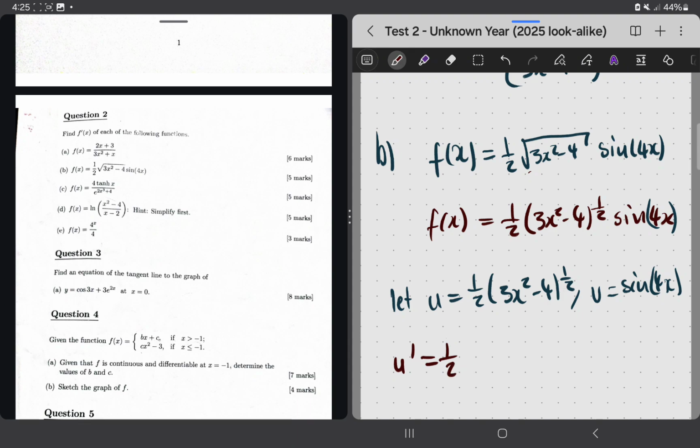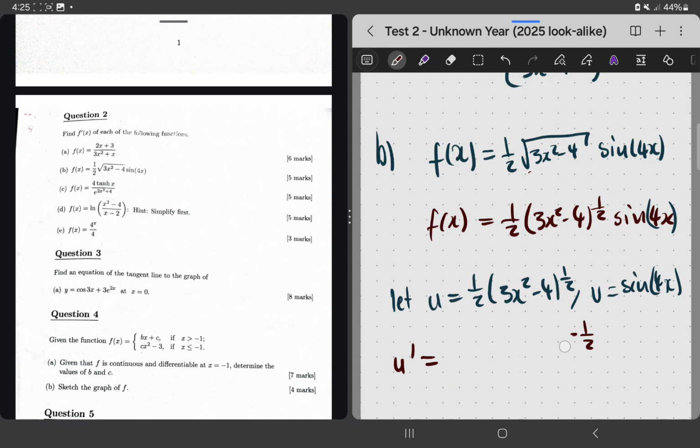What are we going to have? We bring down the power. So we start with the outside. So it's going to be half is multiplying half. Then the power comes down. Then the inside does not change. It is now to the power of negative half. We reduce the power by 1.